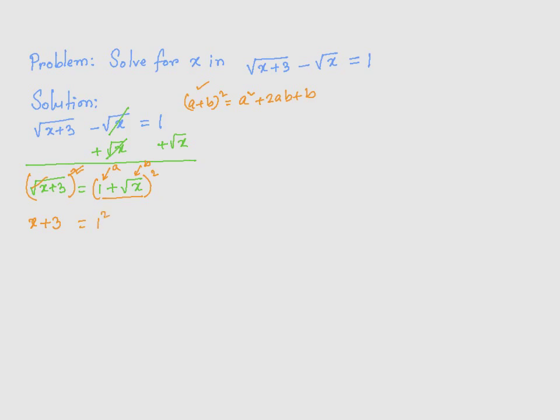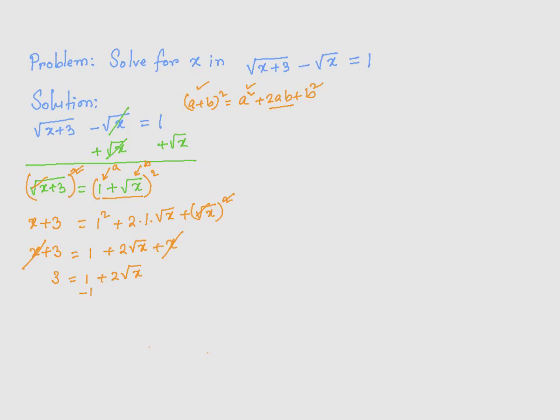So it's going to be a square, meaning 1 square. 2ab, 2 times a is 1, b is square root of x, plus b square. So sorry, this is b square, square root of x whole square. So x plus 3 is equal to 1 square is 1, plus 2 times 1 times square root of x, plus square root cancels out, that gives me x. Now please note there is a positive x on the right, negative x on the left, so I can cancel those out. That's going to give me the following: 3 is equal to 1 plus 2 times square root of x.